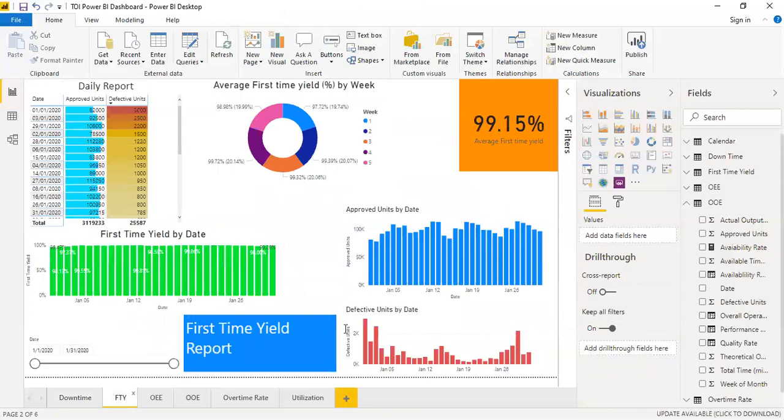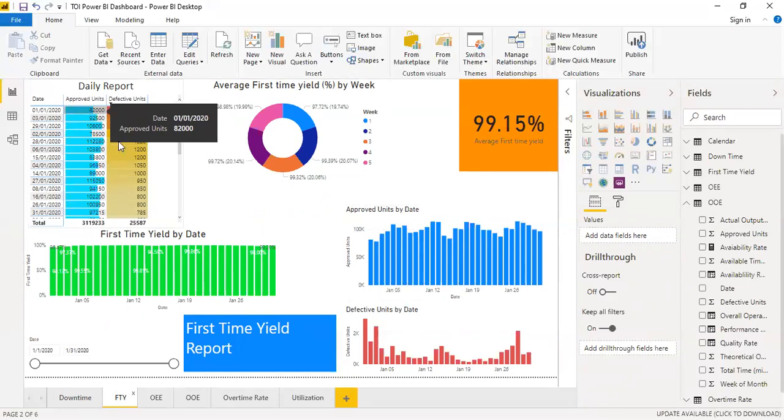Okay, so based on the data which they fed into the Excel sheet, we have created this Power BI charts dashboard for them, and this is a daily report in which it is showing how much first time yield there is, basically how many approved units or how many perfect units a plant produces in a day.